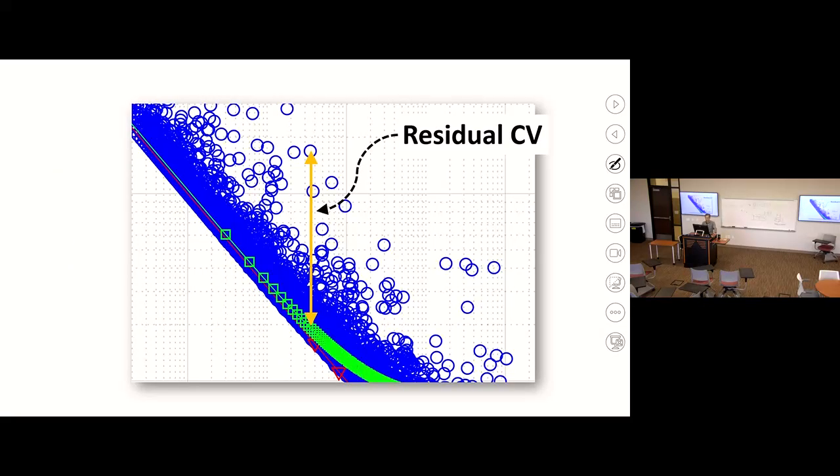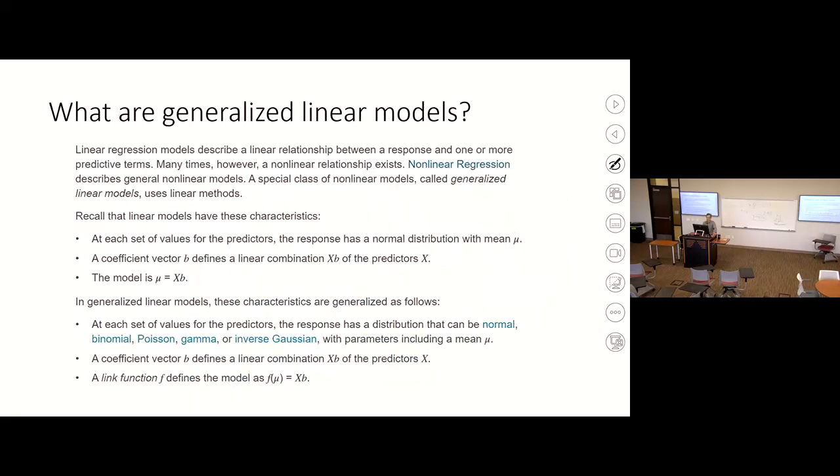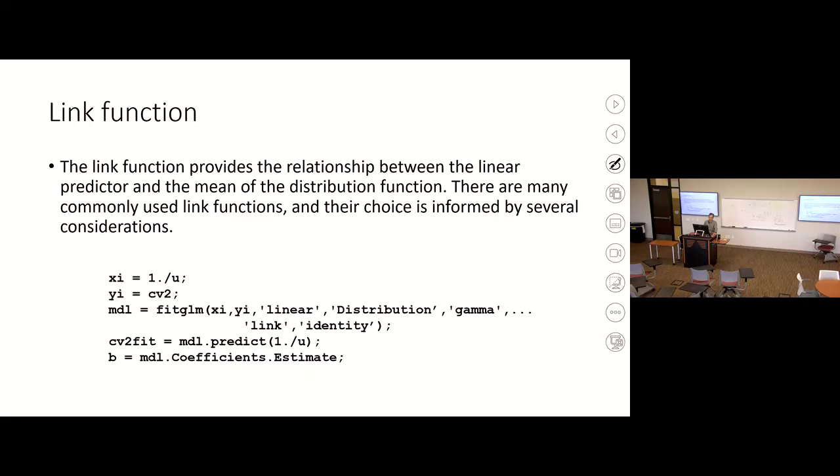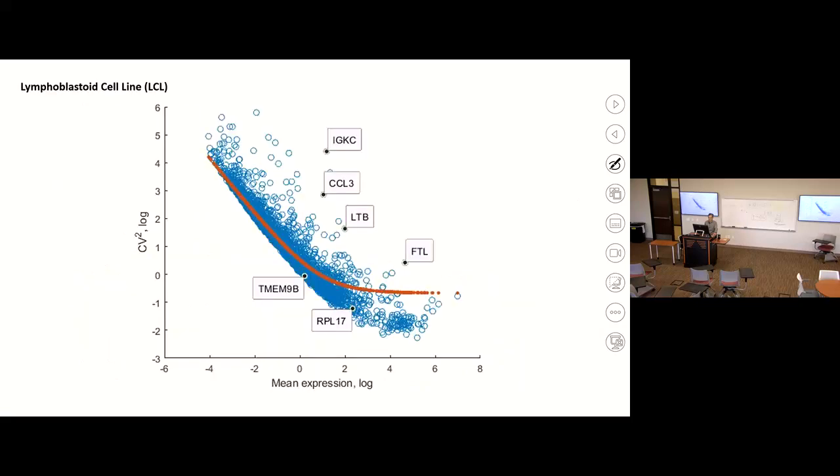The regression we use for the green curve is a so-called generalized linear model, which allows a transformation to get some nonlinear features in the function. This is what we did in MATLAB, with the link function, to fit the generalized linear model. So this is for the lymphoblastoid cell line. It's not a very good fit here, so there's some problem with this fitting, but it worked.